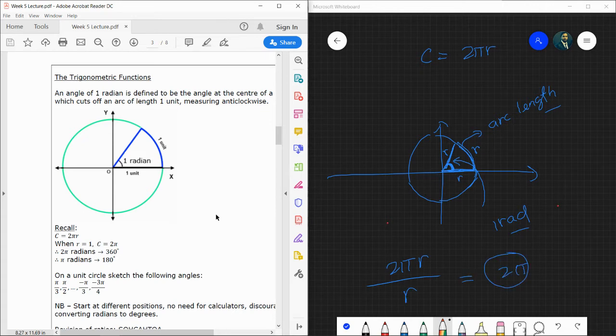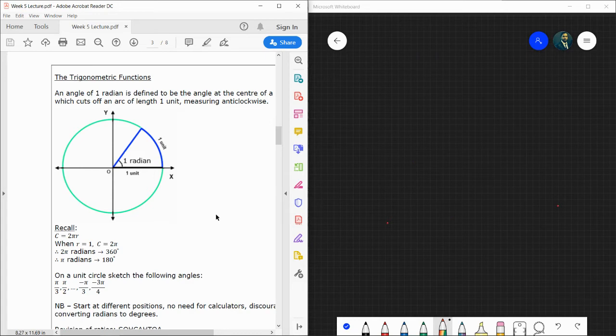So that's the other way of getting to how many radians in a circle, which is 2 pi. That's where it comes from. Now we need to memorize a few things. Let me tell you where they come from.